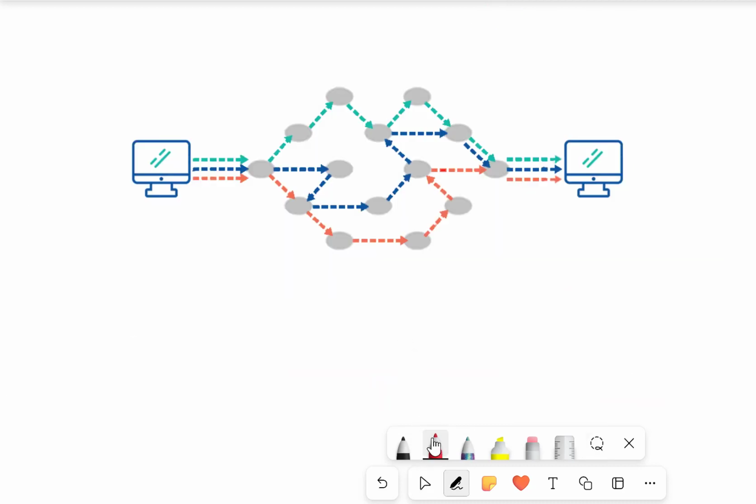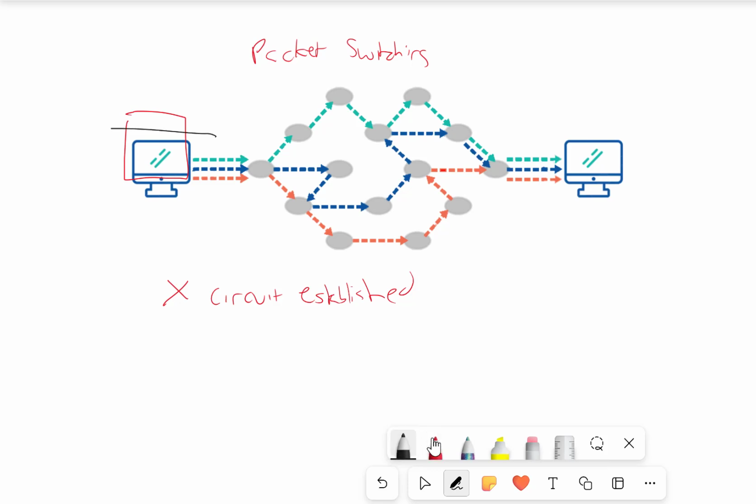Okay, so when we look at packet switching, it works slightly different, actually quite a bit different. The first thing is a circuit does not have to be established, so no circuit established. What does happen is, let's imagine that we are wanting to send an email. This is our email data. That email data is split into packets. That's our first thing. So data is split into packets. It's then sent as packets, and those packets take different routes.